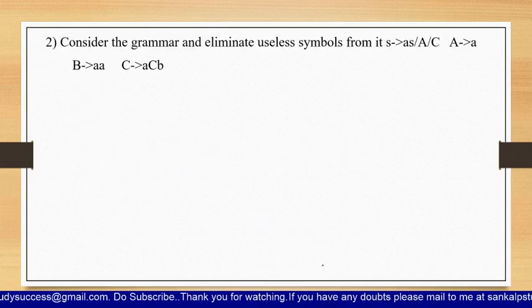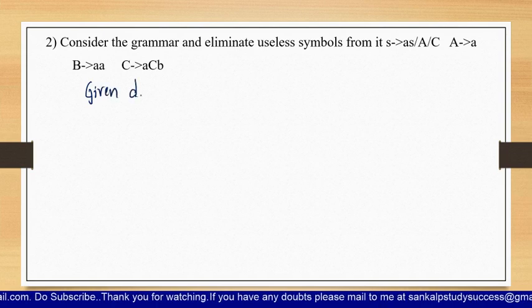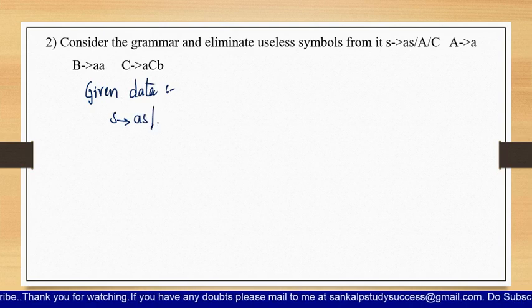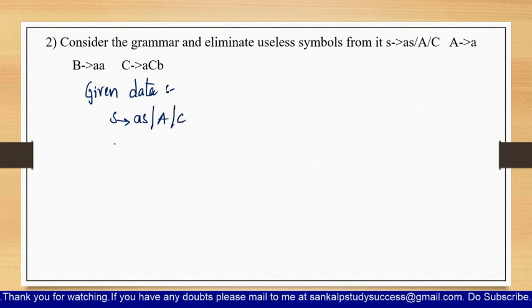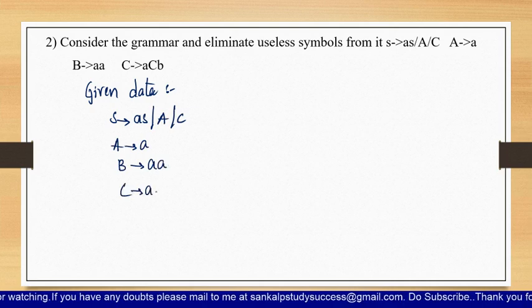Consider the grammar and eliminate useless symbols from it. Here, if you carefully observe, let us write the given data. This is the most important section because marks are also given for the given data. So S tends to AS or A or C, and also capital A tends to small a, and C tends to ACB. So this is our context-free grammar which is given in the question.